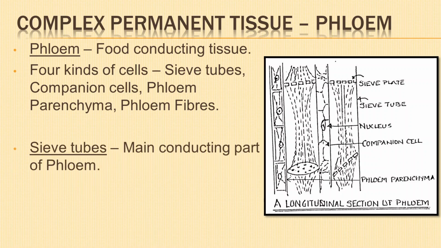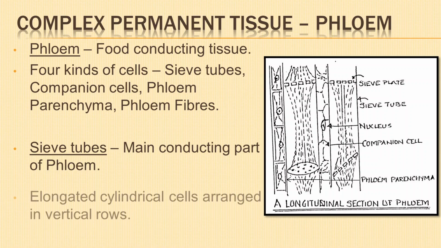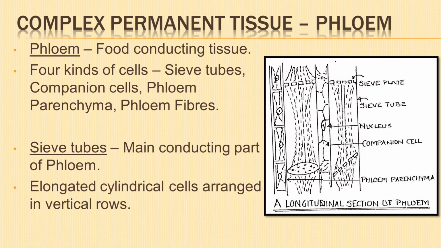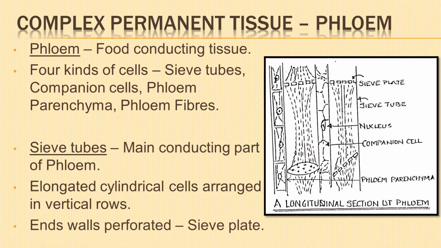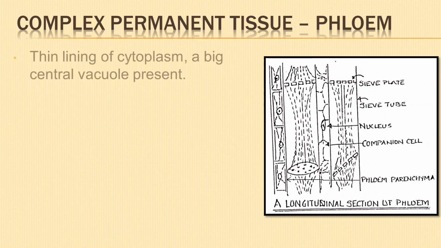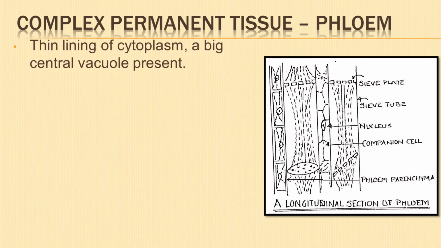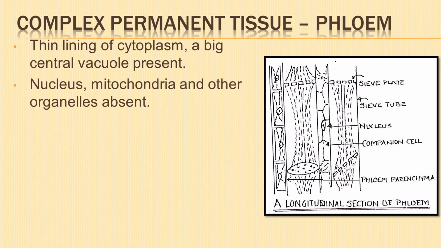Sieve tubes are the main conducting part of the phloem. They are formed of elongated, cylindrical cells arranged in vertical rows. The end walls of the sieve tube are perforated with numerous pores and are known as sieve plates. Cytoplasm is in the form of a thin lining enclosing a big central vacuole. The nucleus, mitochondria, and other organelles are absent.